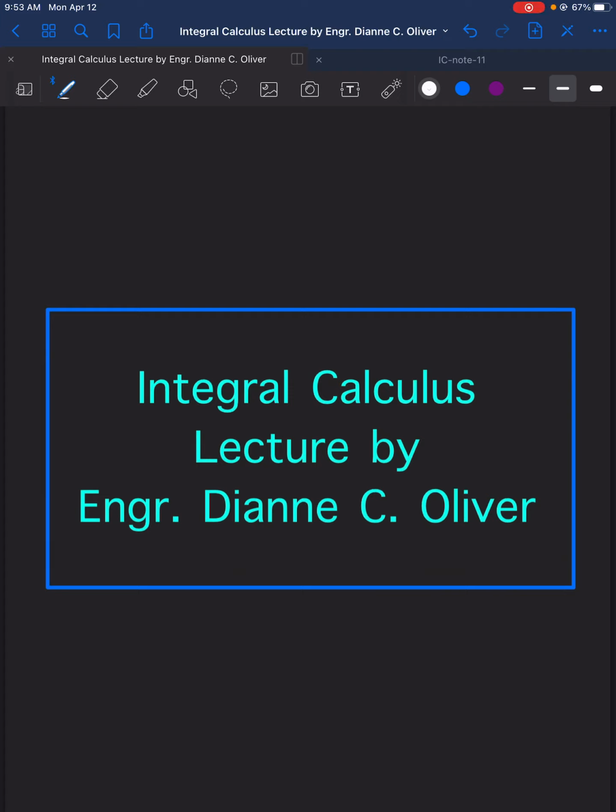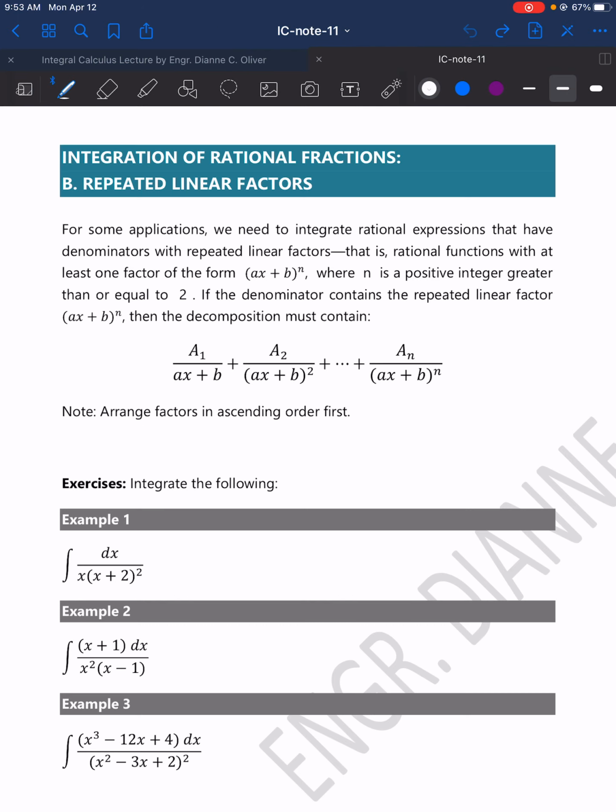Let's have our lecture video in integral calculus with the topic integration of rational fractions. The second one, repeated linear factors. For some applications, we need to integrate rational expressions that have denominators with repeated linear factors.